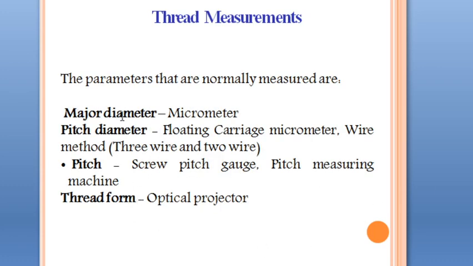The major diameter of the thread is measured by a micrometer. Pitch diameter or effective diameter is measured by a floating carriage micrometer or the wire method. Three-wire or two-wire methods are used. Pitch is measured by a screw pitch gauge or pitch measuring machine. Thread form is measured by an optical projector.